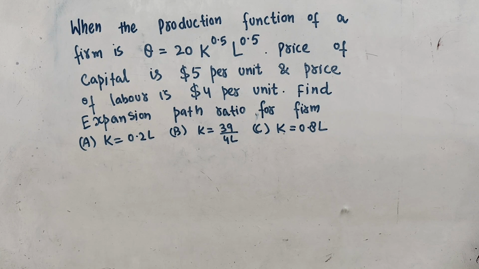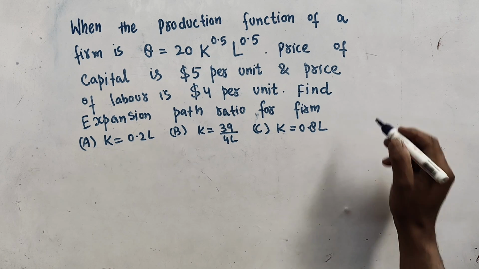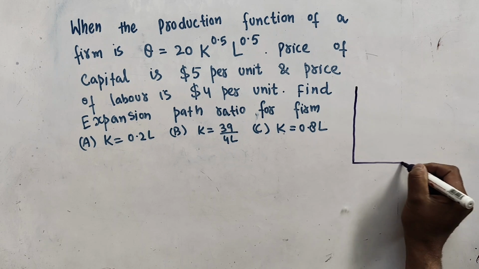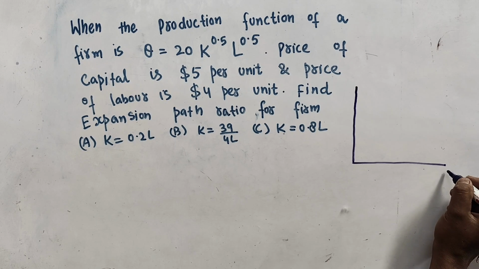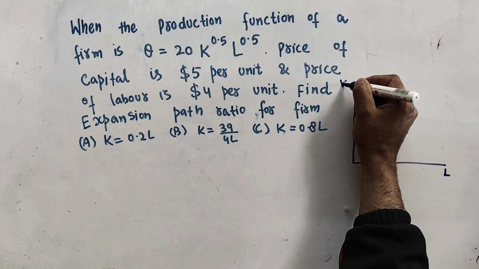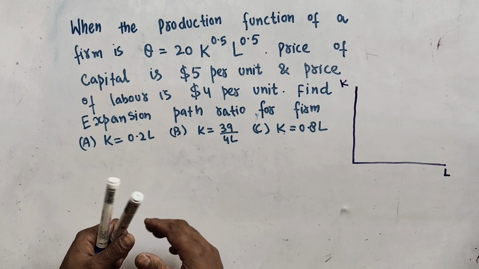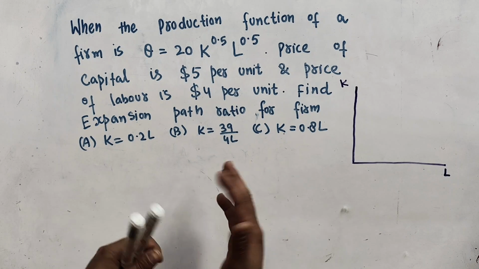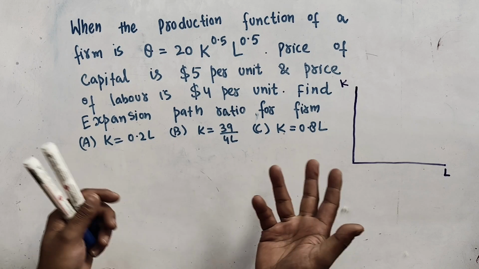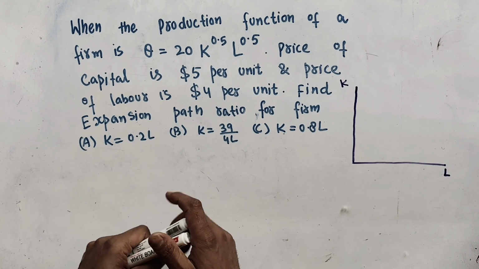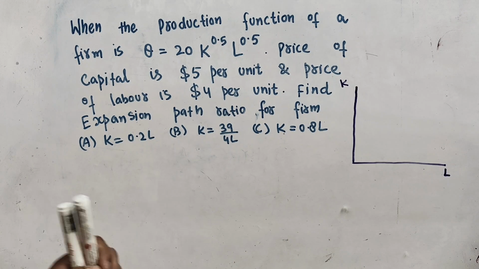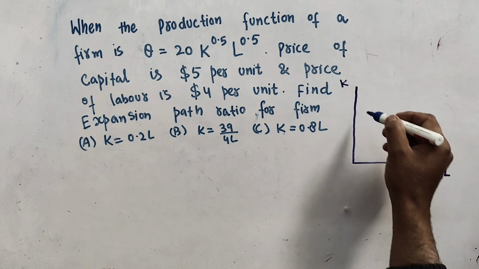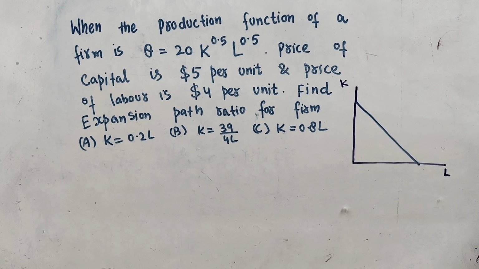Okay. By expansion path, what we mean, if I draw the graph here, with labor on the horizontal axis and capital on the vertical axis: the expansion path, we also call it the scale line. It depicts the optimal combination of inputs a firm should use to produce different levels of output while minimizing costs. Given the cost, let us suppose this is the isocost line. The expansion path will show us the optimal combinations of inputs while the firm minimizes its cost.